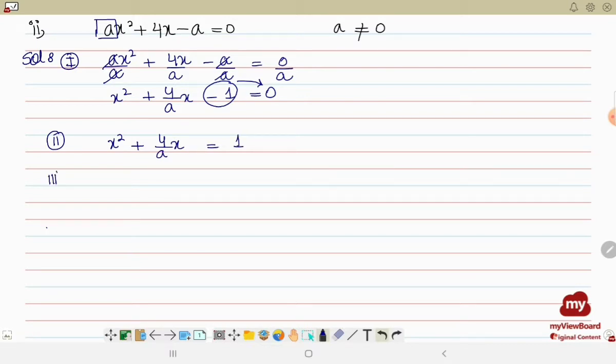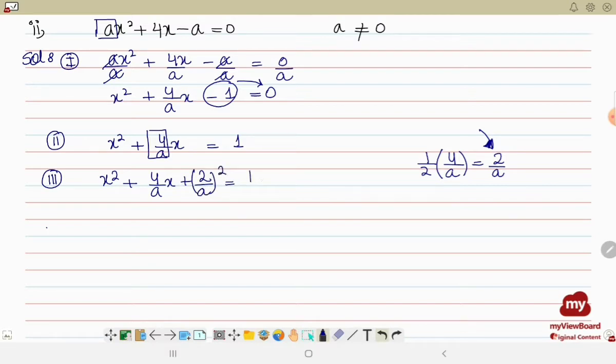Now what will be the third step of working? Whatsoever was written with x, means the coefficient of x, we have to multiply the coefficient of x by 1 by 2. So it will come out to be 2 by a. And then we have to add the square of it on both sides of the equation. So it will become x square plus 4 by a x plus 2 by a whole square equals 1 plus 2 by a whole square.